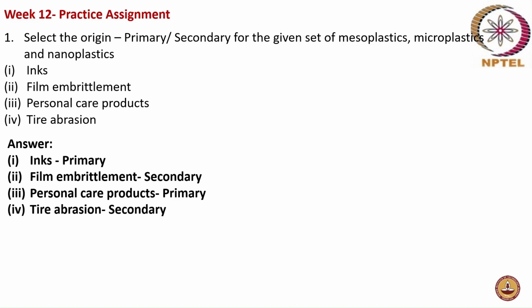And tire abrasion, again due to some abrasion process, is a secondary source. You get finer particles because of the abrasion of the tires. So you end up with micro or nanoplastics, because a tire is a macroplastic, right? A tire is a big component. But due to some abrasion process, because you use it on roads, right? Or maybe once it is used and thrown off, it may be exposed to certain environmental conditions. So because of those abrasion processes, you will have finer micro or nanoplastics. So you end up with a secondary source.